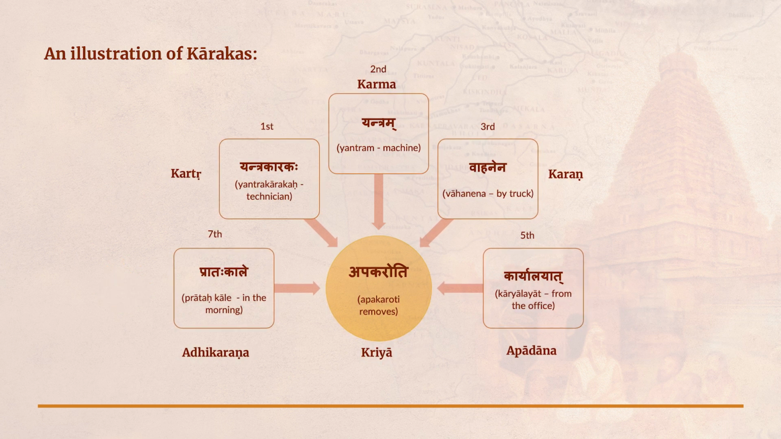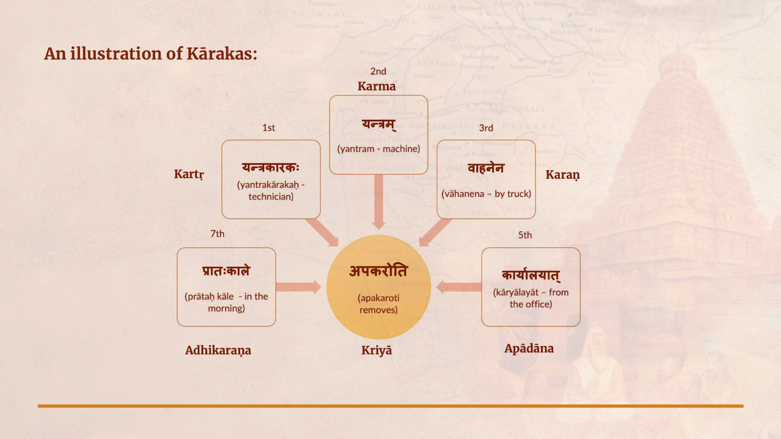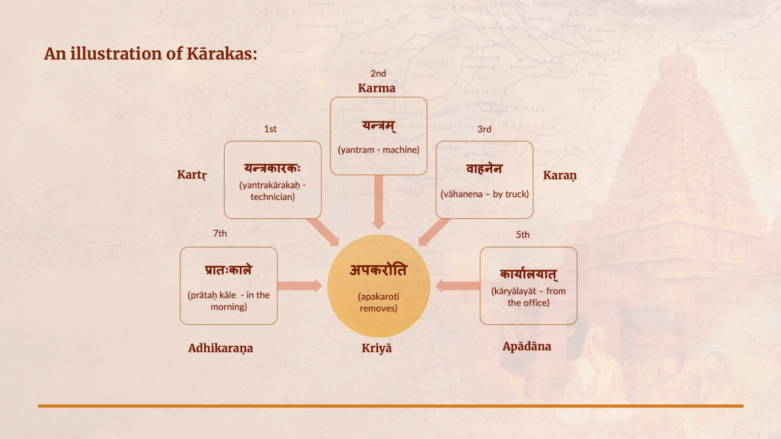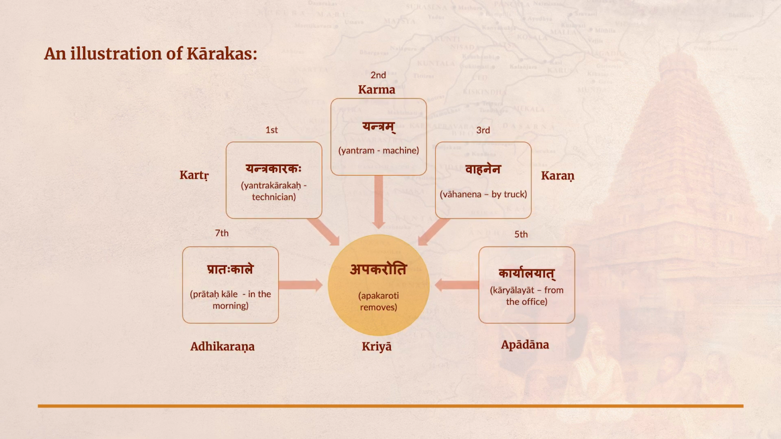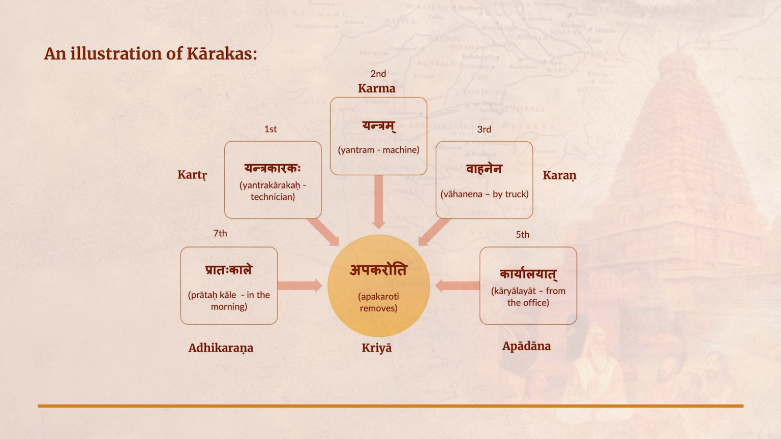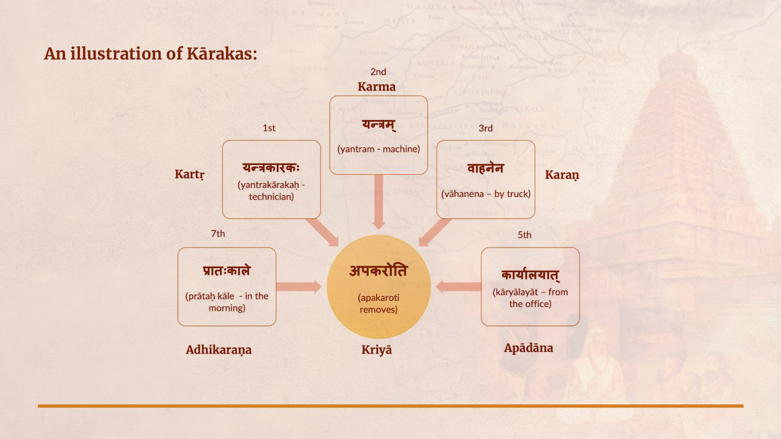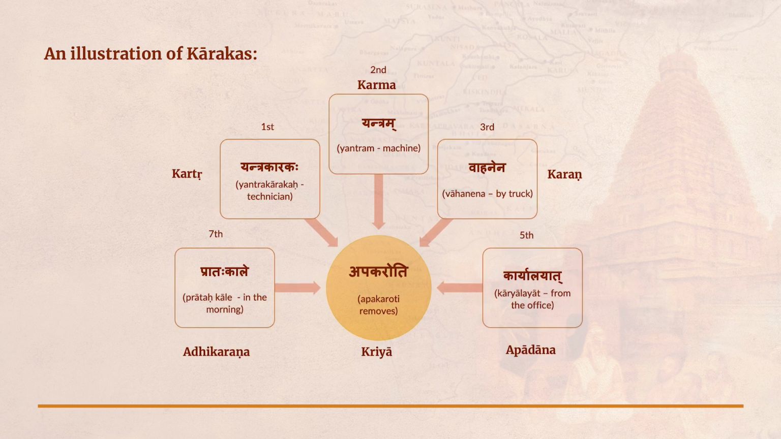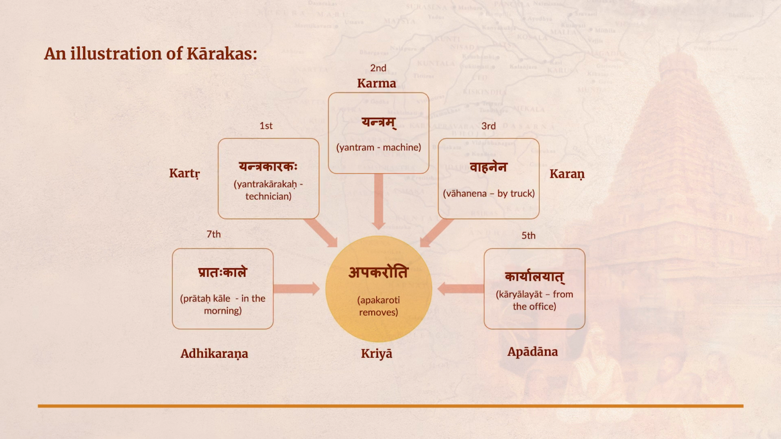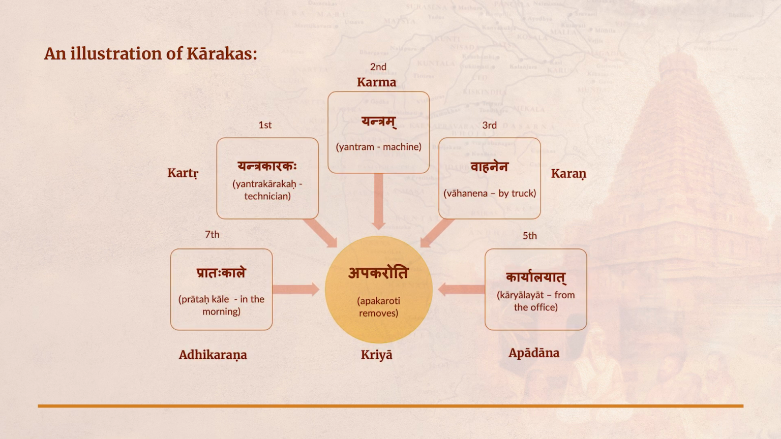Vahana, vahanena, karyalaya, karyalayat. So the cases are all attached. So you can jumble these words anywhere. Nothing will happen to the meaning. You can write whichever way you want. So this is how this whole idea of karakas are there in Sanskrit. All Indian languages also have the same thing. So let us understand the 6 karakas in this example.